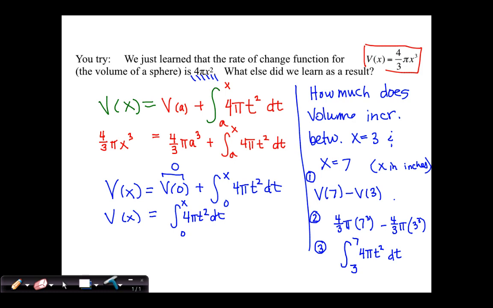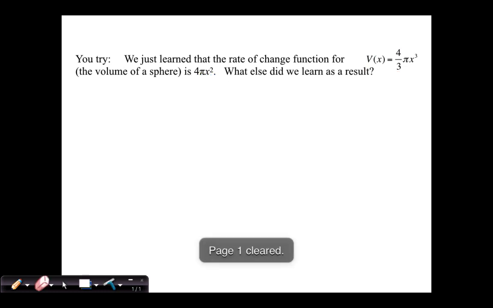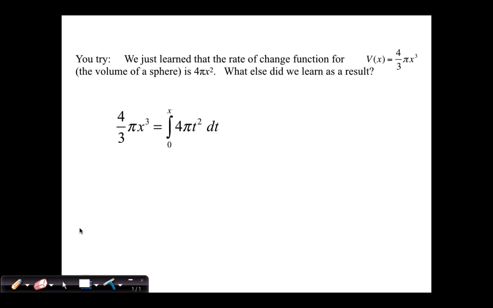All right, so let me have this written out in symbols here. So we could write that, v of x, or its rule, equals the accumulation from 0 to x, because this was in the context of a sphere starting at 0. Or in general, you could write this as 4/3 pi times whatever cubed, a cubed in this case, plus what happens beyond a, the integral from a to x of that rate of change function.